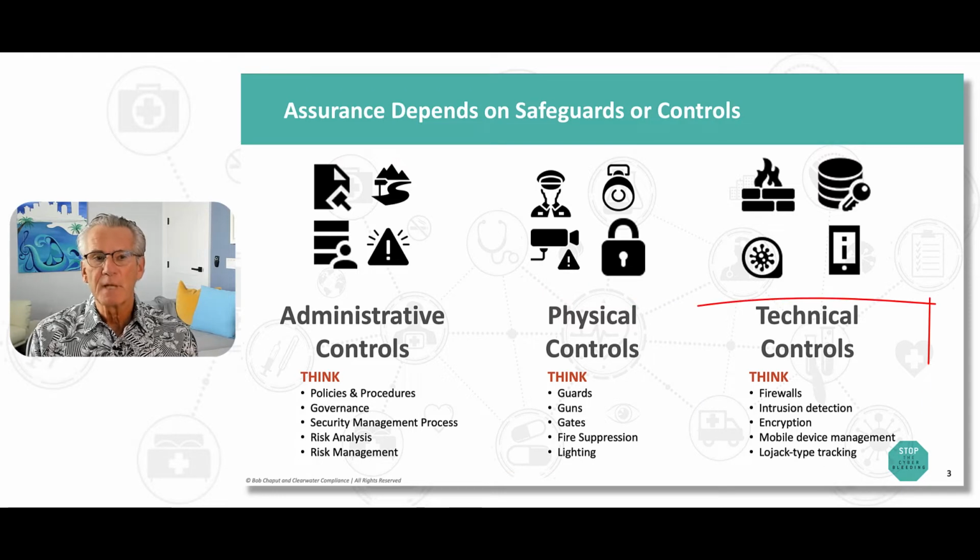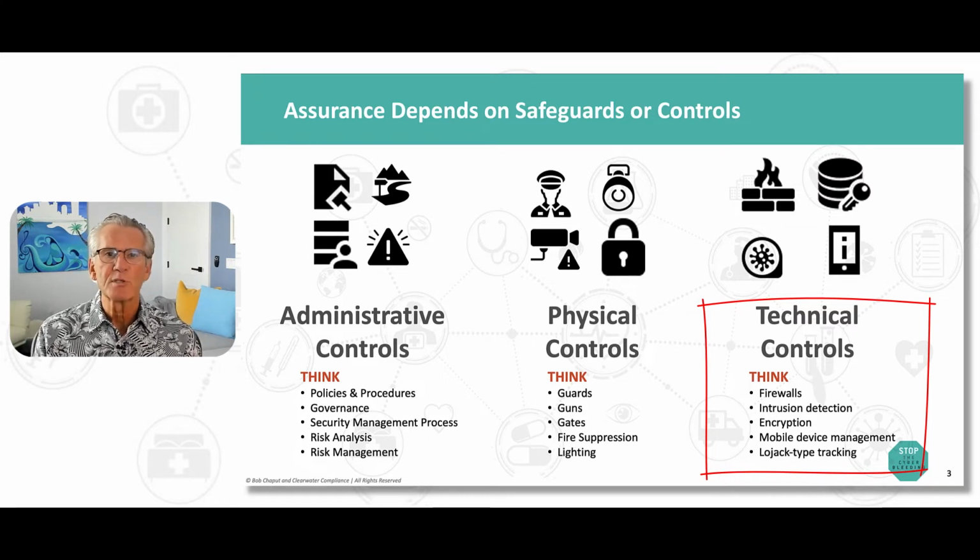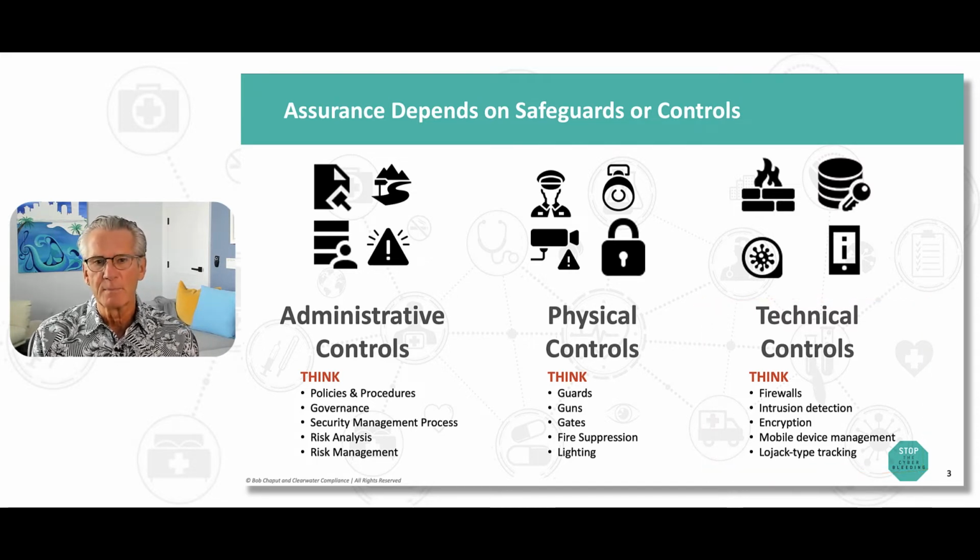And then last but not least are technical controls. These are the things that organizations and people sadly often run to right away. In this case, the examples that I have here: firewalls, intrusion detection systems, intrusion prevention, encryption, your mobile device management solution, etc. The question is this: where do controls fit into your enterprise cyber risk management program?